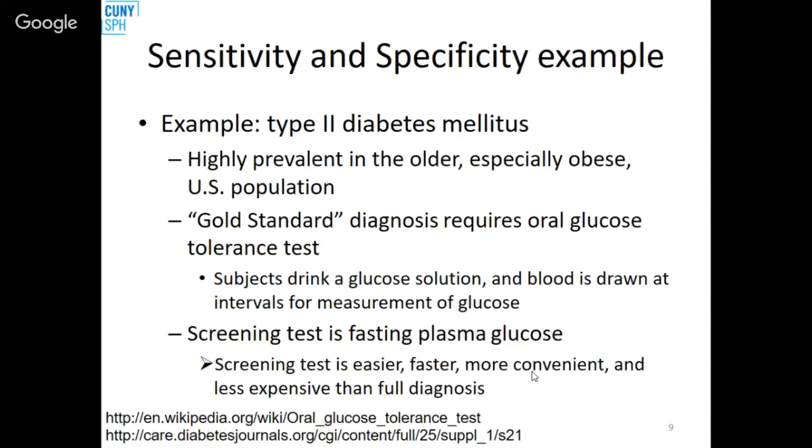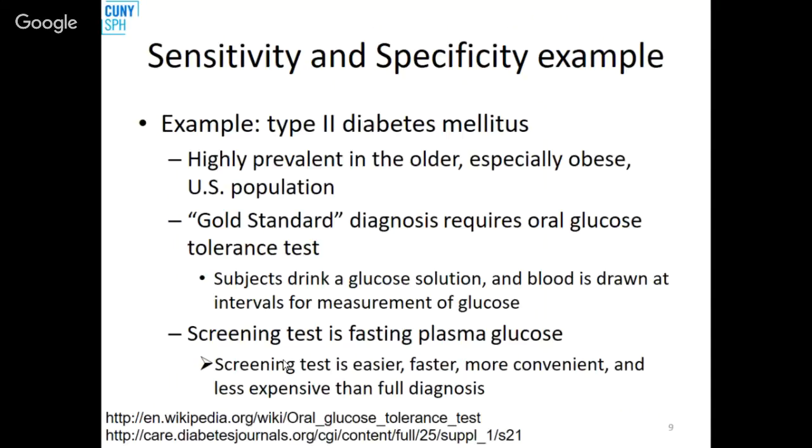Yes? So would the screening be based on prevalence? No, these are not based on prevalence. The screening test is just a less accurate, easier way to do this assessment. It's positive predictive value and negative predictive value, those will depend on prevalence for sure.